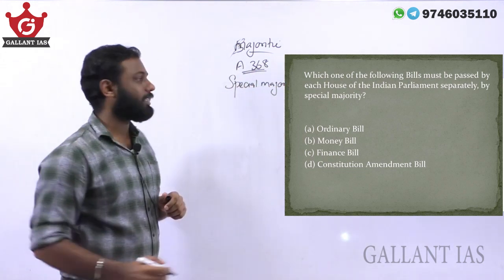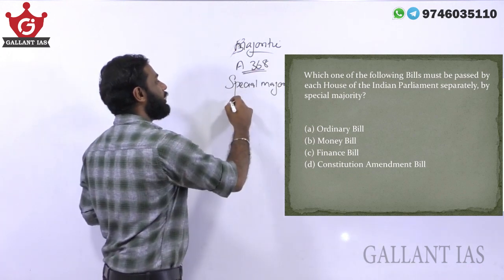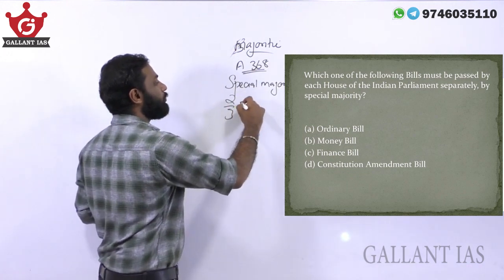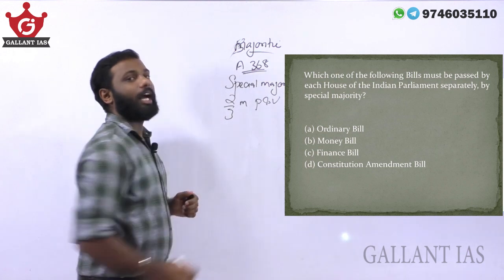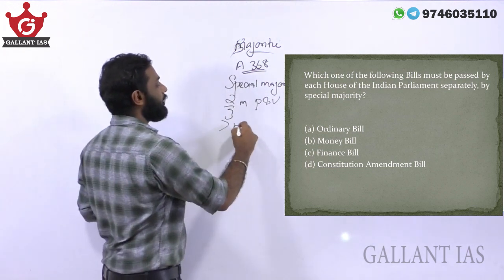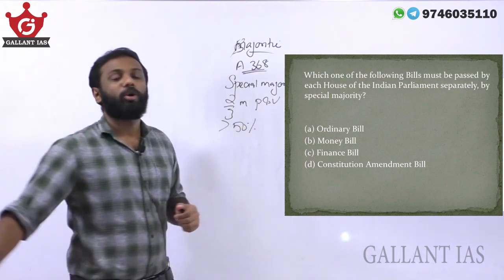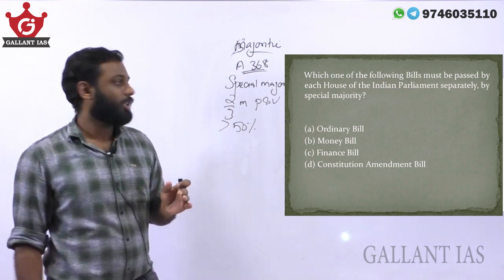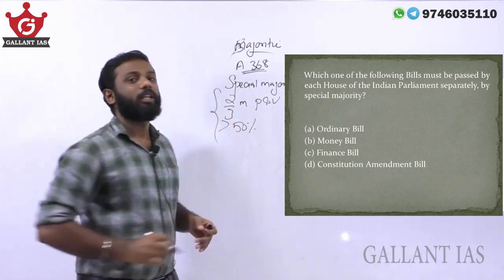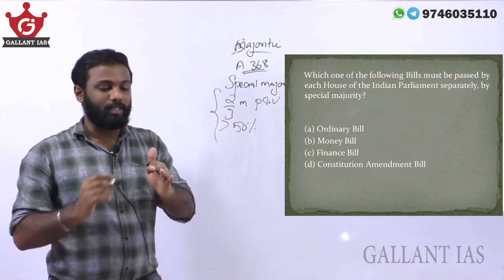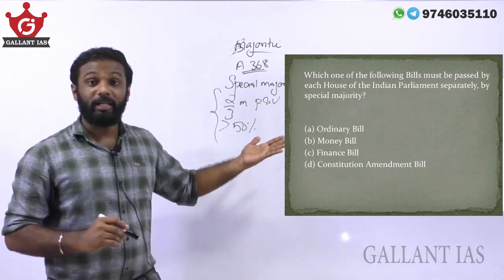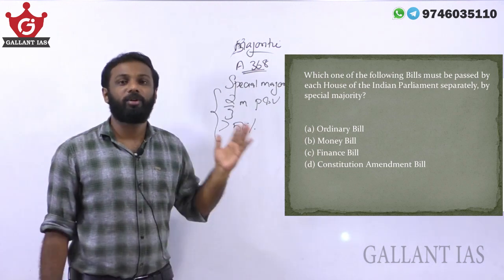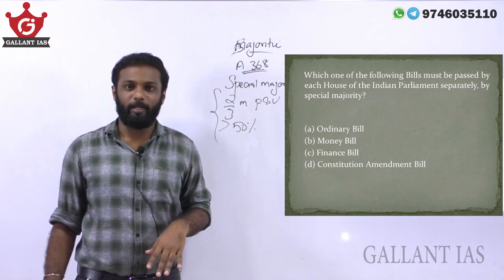Special majority in the sense a majority of not less than 2/3 of members present and voting, and a majority of more than 50% of total membership of the house. So in this majority, the constitutional amendment bills has to be passed separately in both the houses, that is in Lok Sabha as well as in Rajya Sabha.